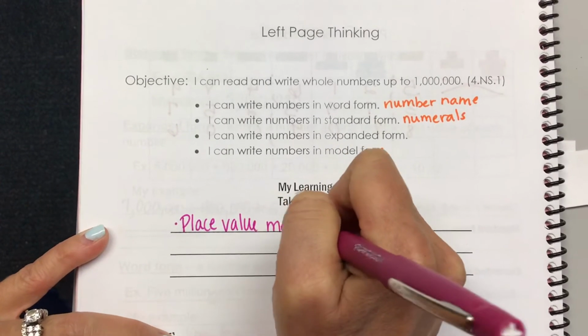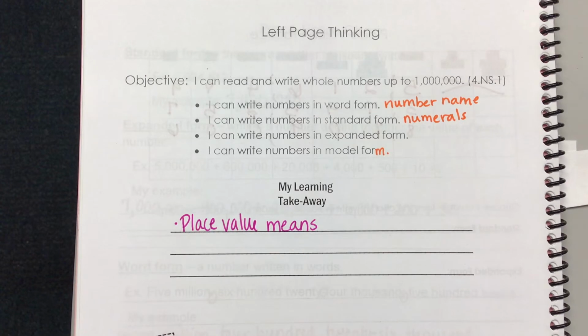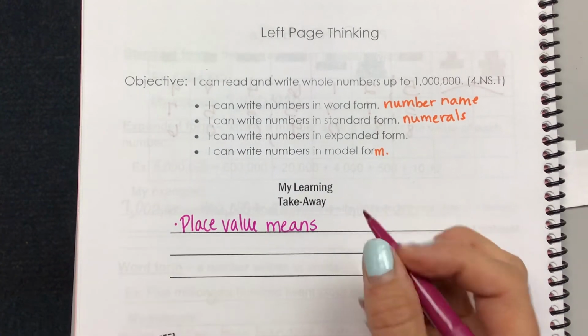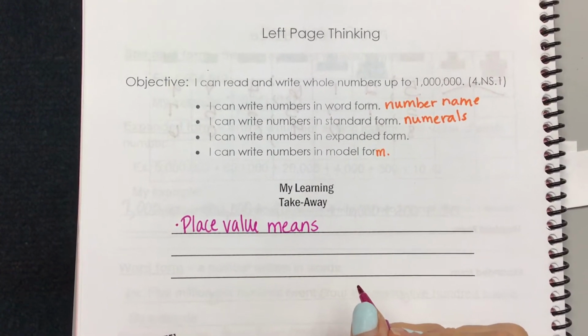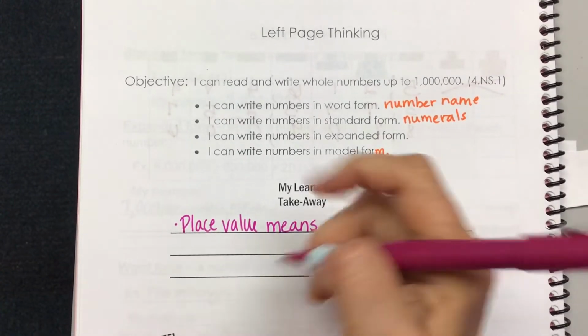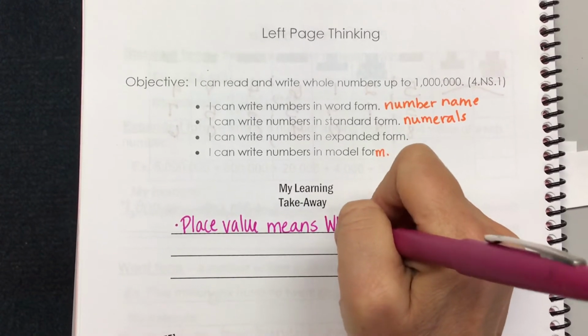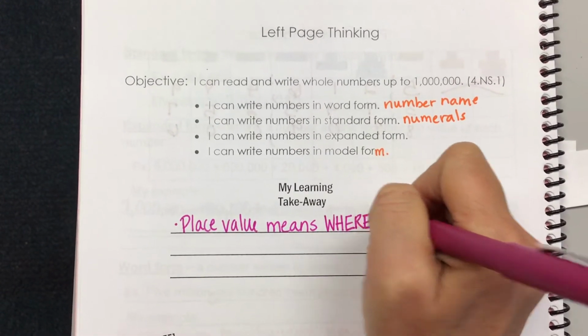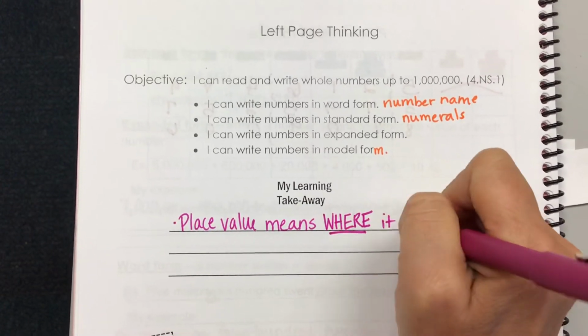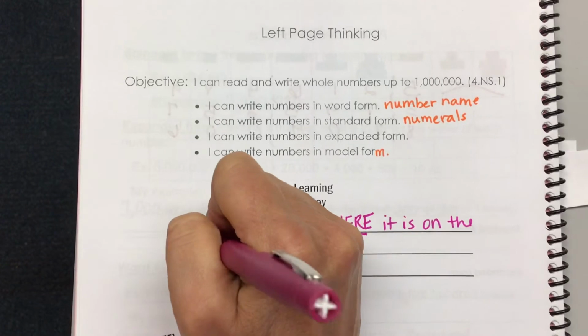Okay, so some great things that I want to make sure we write down: place value means what? When they ask you for the place value of a number, what does that mean? Who can put it into good words for me? Addie? It means that it's showing where. Means where. And we'll put that in shouty caps. Where it is on the place value chart.